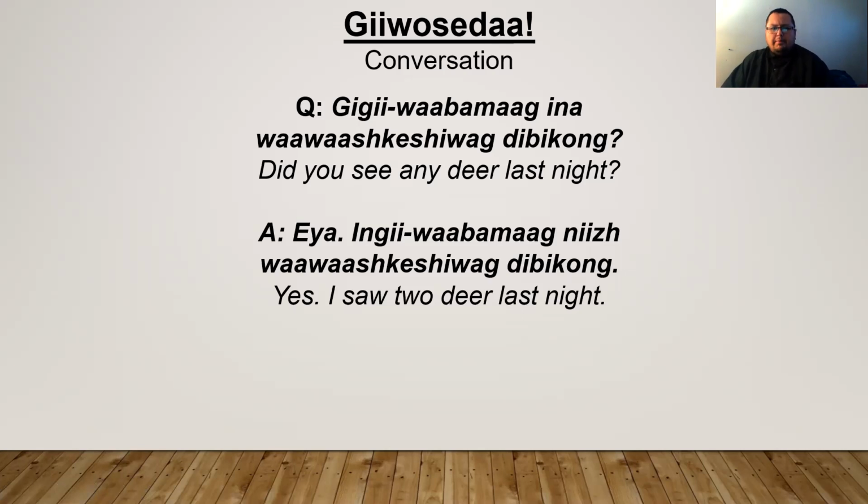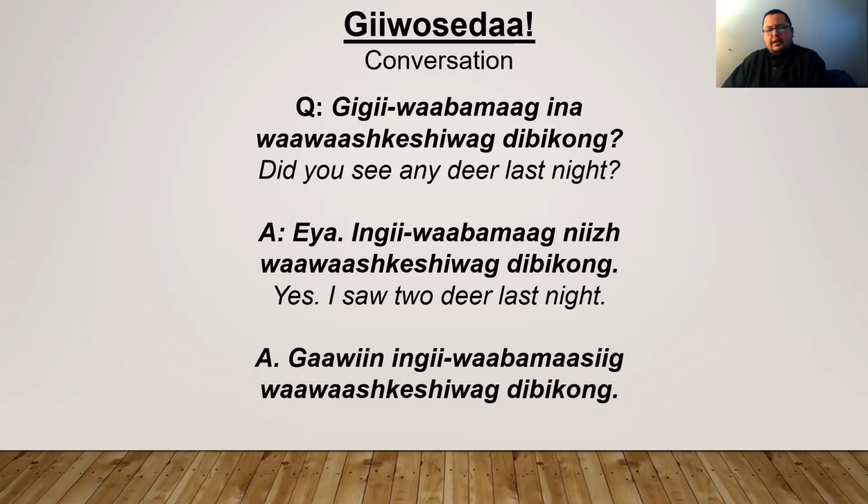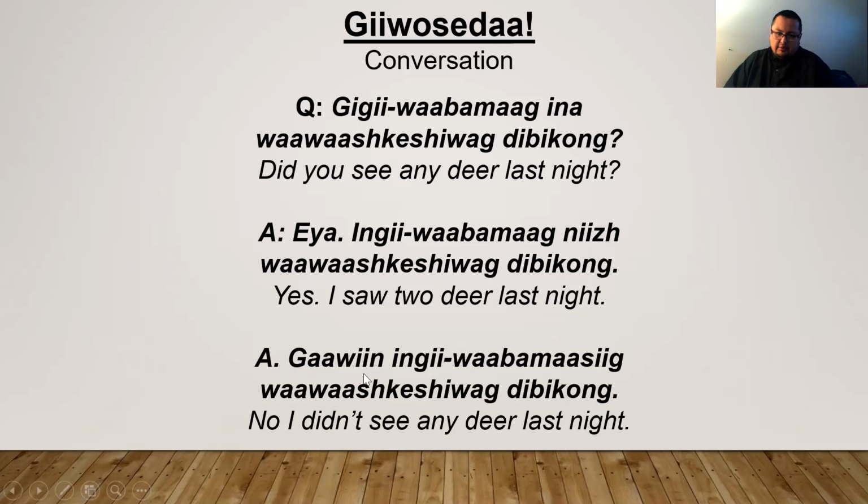Okay, so: Gigi wabama gana wawaskeshiwag dibikung? Gawin ingi wabamasig wawaskeshiwag dibikung. Someone asks you that, and you didn't see any, so you say: Gawin ingi wabamasig wawaskeshiwag dibikung. Okay, so a lot going on in the negative form.